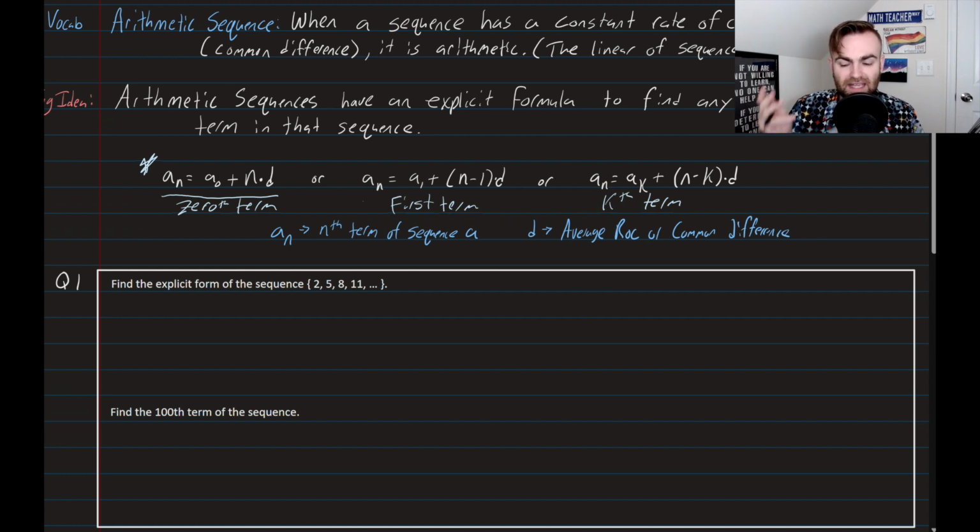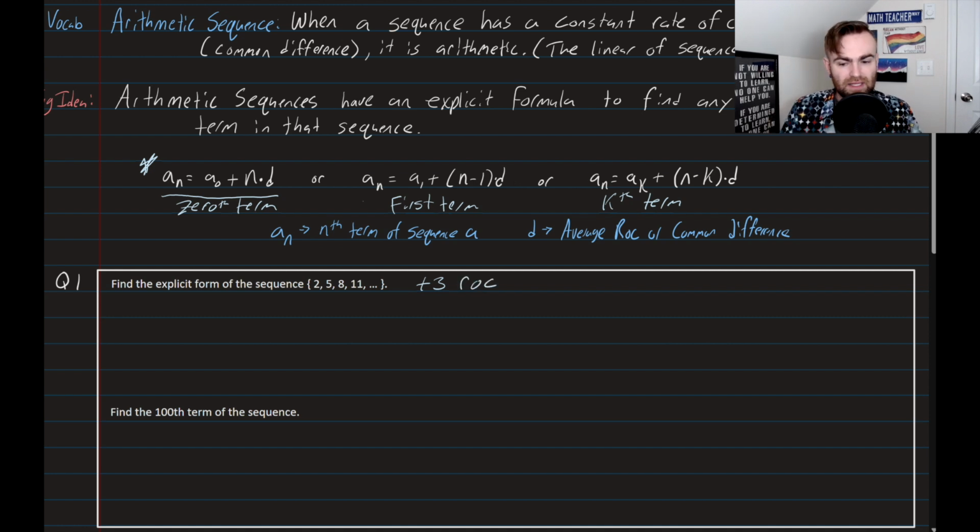We have 2, 5, 8, 11. And the dot, dot, dot just means it goes on forever. So it is an infinite sequence of distinct points. So what we need to do first is determine what the average rate of change is. Well, 2 to 5 is plus 3. 5 to 8 is plus 3. 8 to 11 is plus 3. So it seems like we're adding 3 each time. So plus 3 is going to be a rate of change.